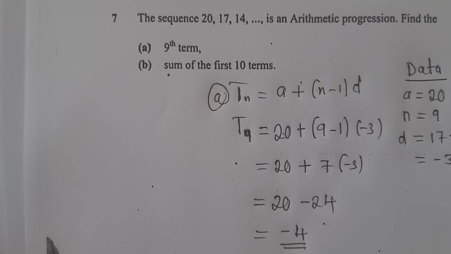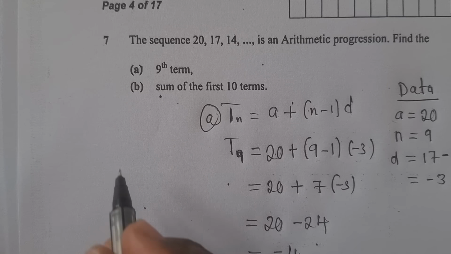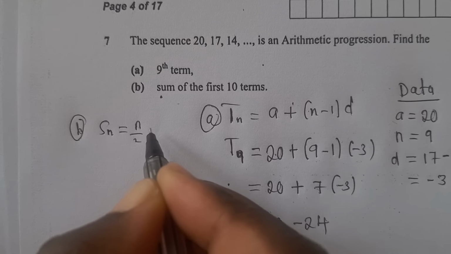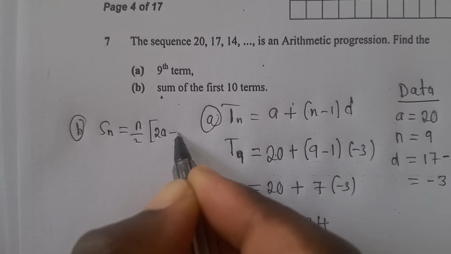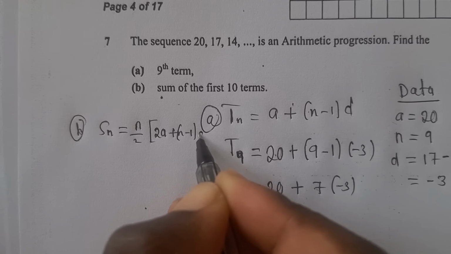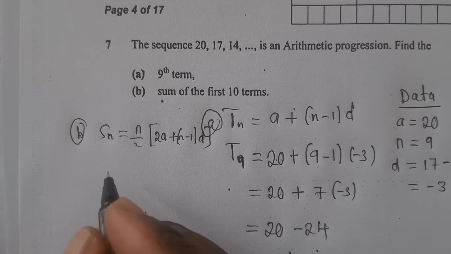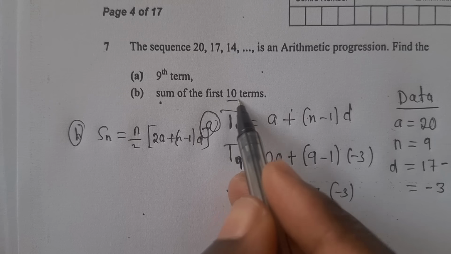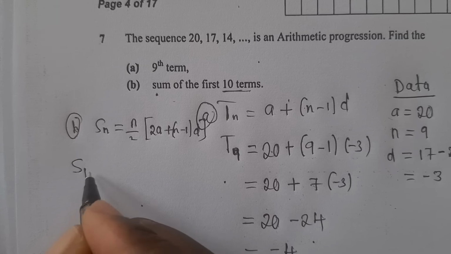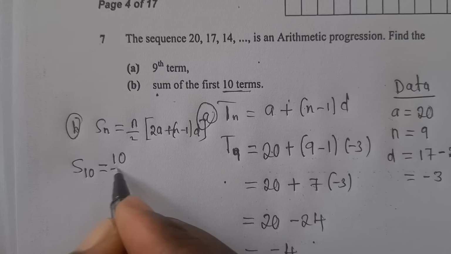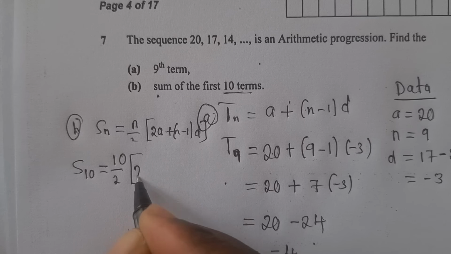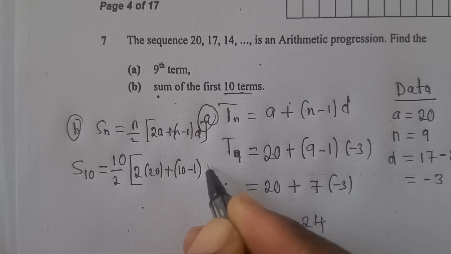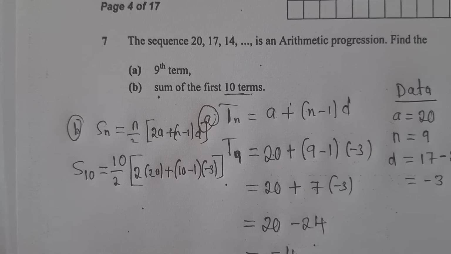Then we go to the sum of the first 10 terms. So the sum is equal to n over 2. This is the formula: 2a plus n minus 1 d there. Okay, so the same data that we have, the only thing that is going to change is n. n will be 10 this time around. So S10 is equal to 10 over 2, and then 2a is 20 plus n there is 10 minus 1. The d is negative 3, like that.